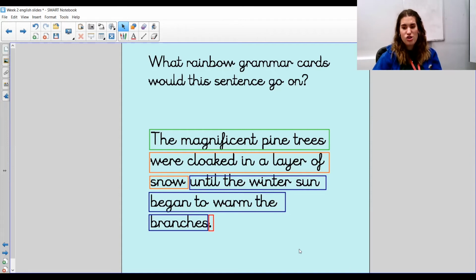Now, I can just check that this is a subordinate complex sentence because I know that my main clause should make sense on its own. So I'm just going to check that. The magnificent pine trees were cloaked in a layer of snow. Perfect. I could get rid of my blue card and that would still make sense. Until the warm sun began to warm the branches. Now, my blue card doesn't make sense on its own, which is absolutely right because a subordinate clause can't stand alone. Okay, it needs that main clause there to make that sentence make sense. Well done if you put those on the right colours.